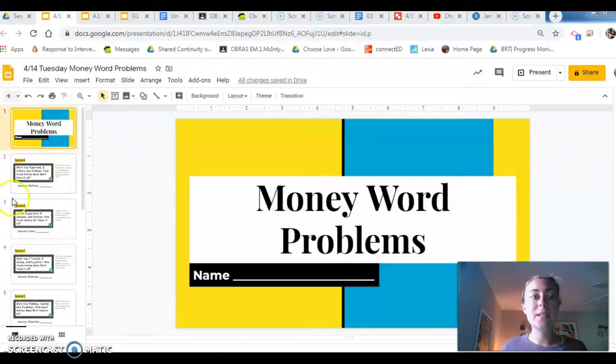You're going to open up this document right here that says 414 Tuesday Money Word Problems. You can watch the videos before you open this up if you still need help identifying coins with the identifying coin video, or counting by 5s, 10s, or 25s, and you can watch that video if you need practice with that. We're going to get started.